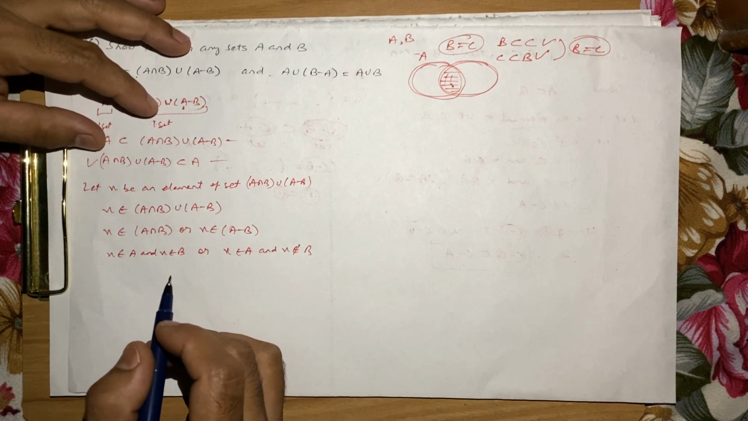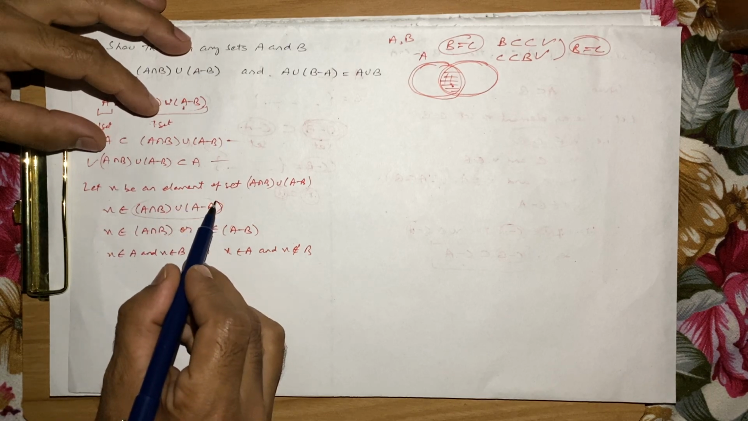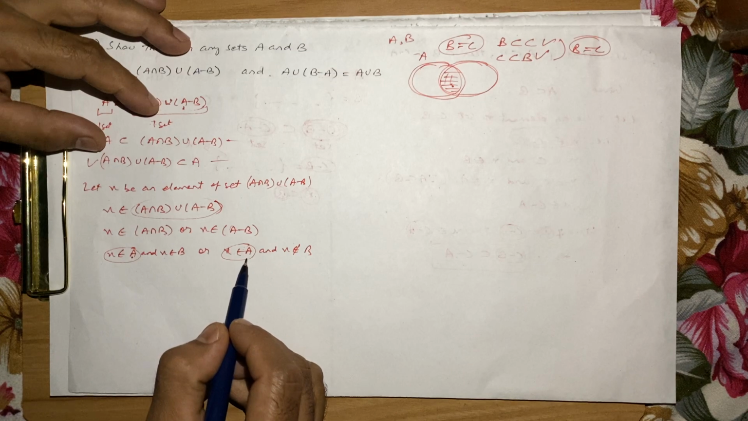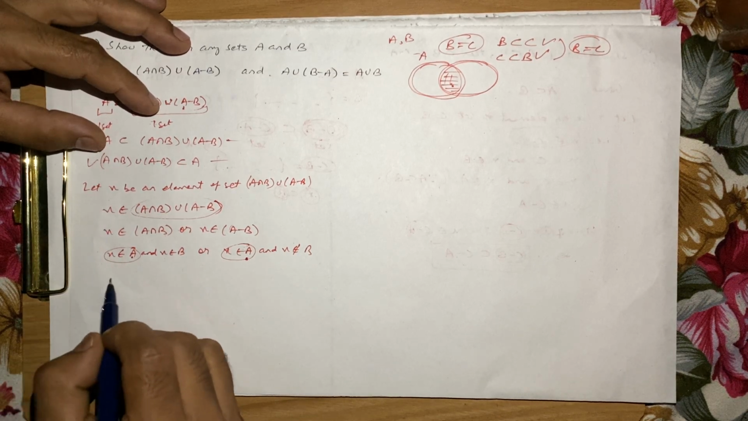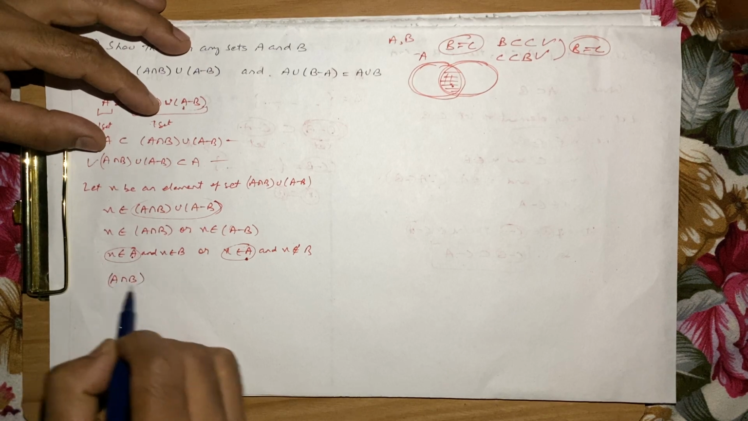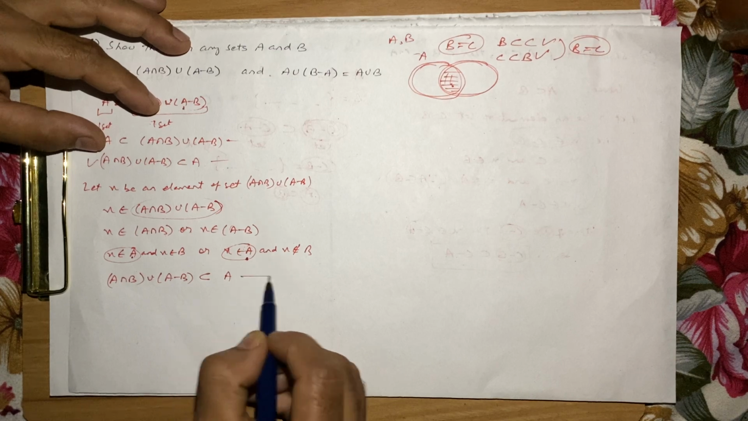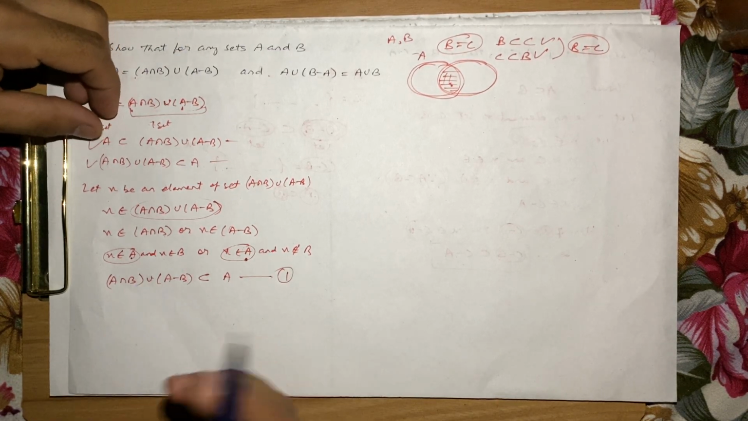Now see here, you started from this point. X is an element of this set, and you have shown that X is also an element of the set A, right? So what can you say? A intersection B union A minus B is a subset of A, right? This is equation 1. You can show this. Now let's prove the other way around.